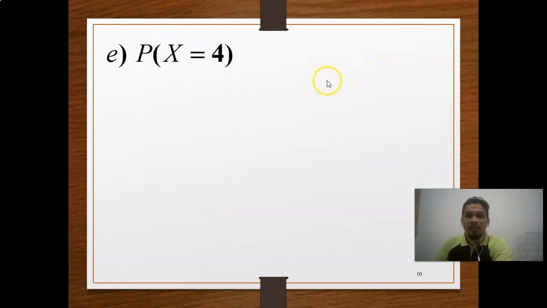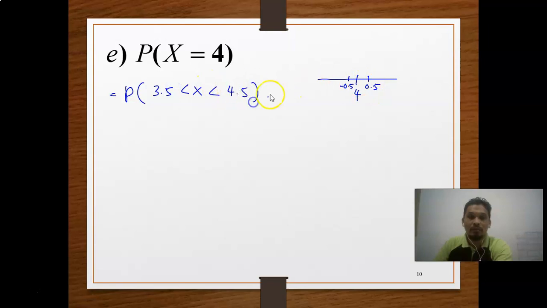And what about this one here now? For 4 here, the case where x is exactly equal to 4, we add plus or minus, negative 0.5 here and 0.5 here. So the probability of x in between 4 minus 0.5, 3.5, and 4 plus 0.5, 4.5.